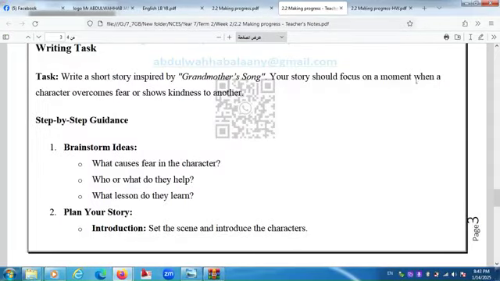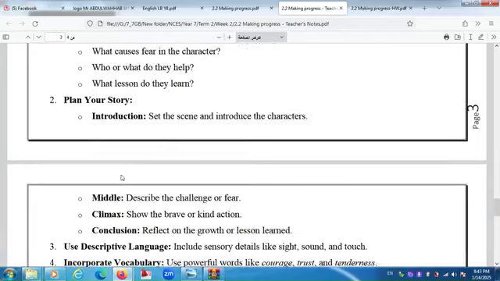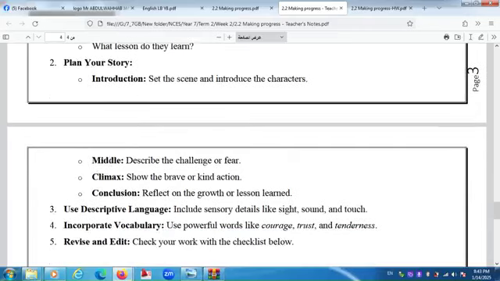Your story should focus on a moment when a character overcomes fear or shows kindness to another. You have to plan your story by brainstorming ideas. Who, what, what lesson? What caused fear in the character? Who or what do they help? What lesson do they learn? Then put an introduction, a middle, a climax, a conclusion.